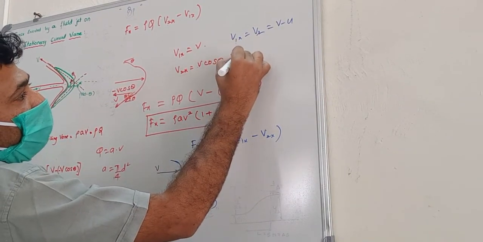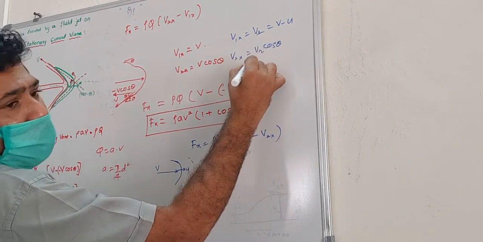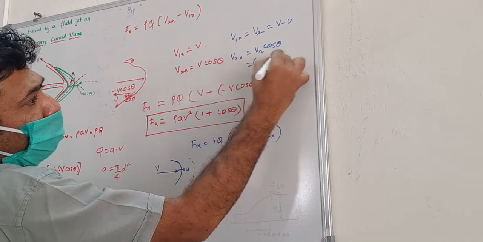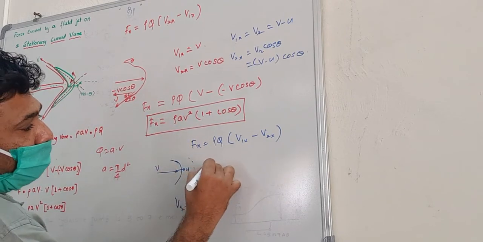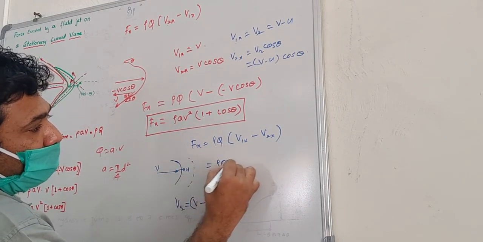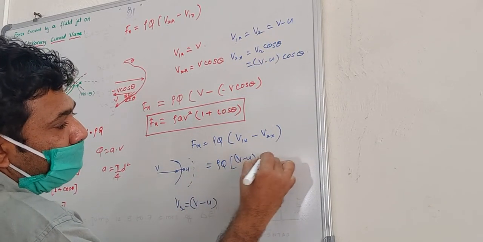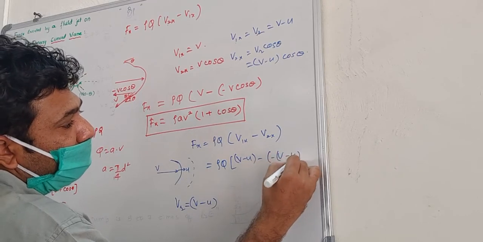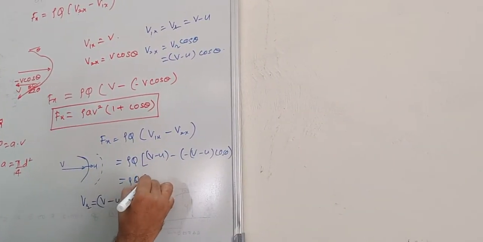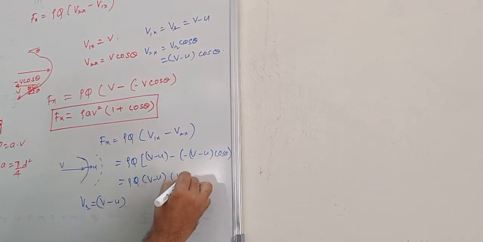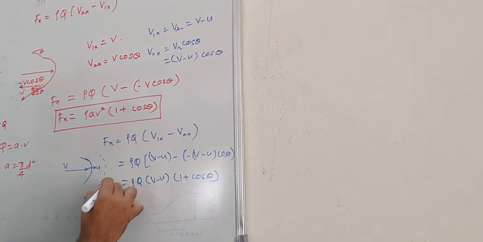Now what will be v2x? V2x will be Vr into cos theta, right? So this will be equal to (V minus U) into cos theta. Is this correct? Now this is the equation we had. Now Fx equals rho into Q into, we already know, v1 equals (V minus U) minus of minus (V minus U) cos theta, right? So this will be equal to rho Q into (V minus U) into (1 plus cos theta). This will be the equation for Fx.